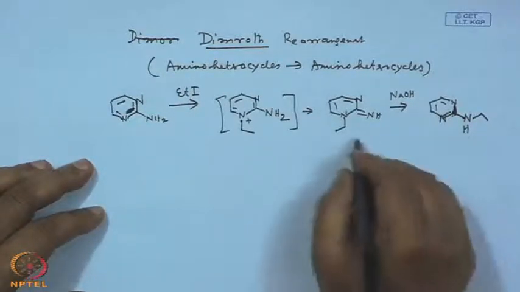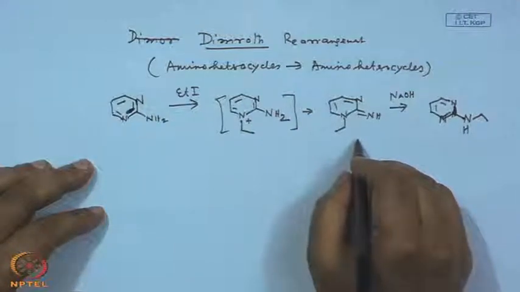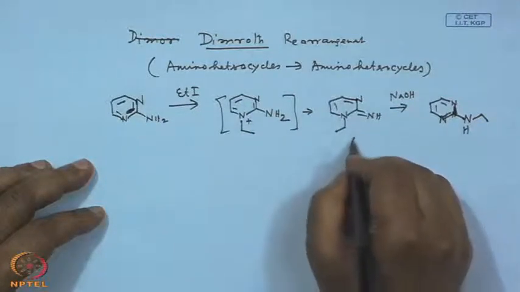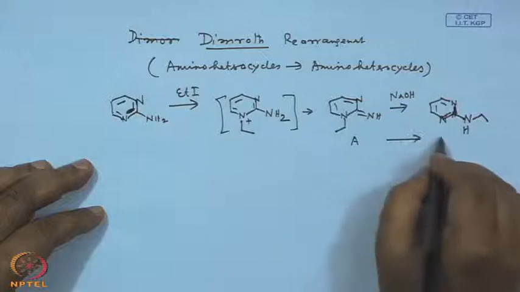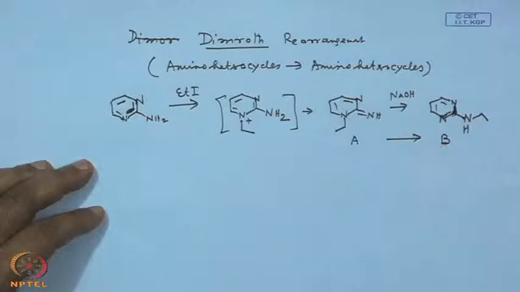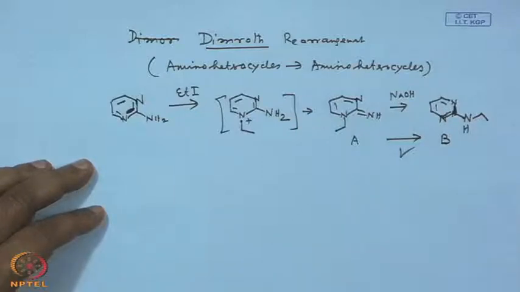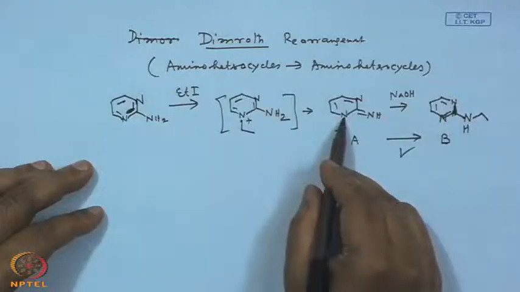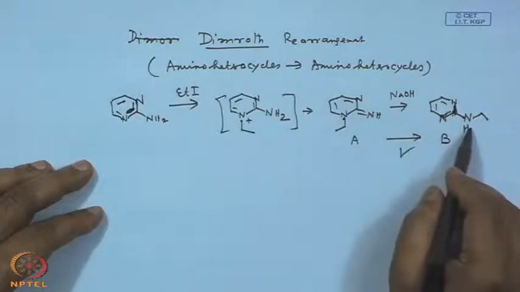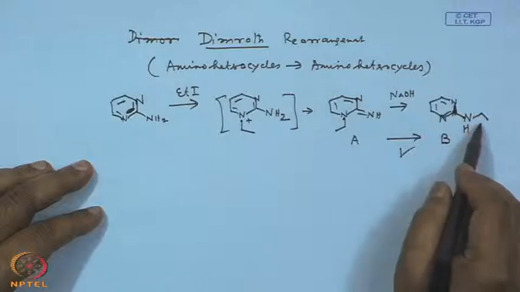So, compare, basically what is this Dimroth rearrangement? The Dimroth rearrangement is this A getting converted to B. What is the change you see here? This ethyl group was located at the ring nitrogen, and now it is relocated into the side chain nitrogen.